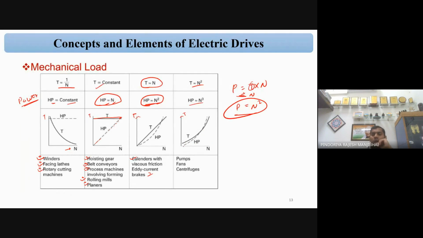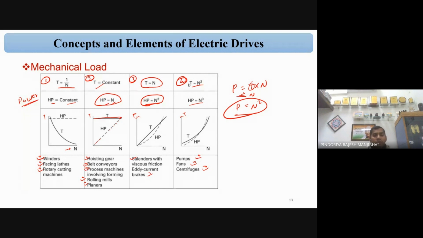An application where torque is directly proportional to speed is a pump, fan and centrifuge. So these are applications of the mechanical load where we can use different types of characteristics. First one, torque is inversely proportional to the speed. Second one, torque is constant. Third one, torque is directly proportional to the speed. And fourth one, torque is directly proportional to the square of the speed.